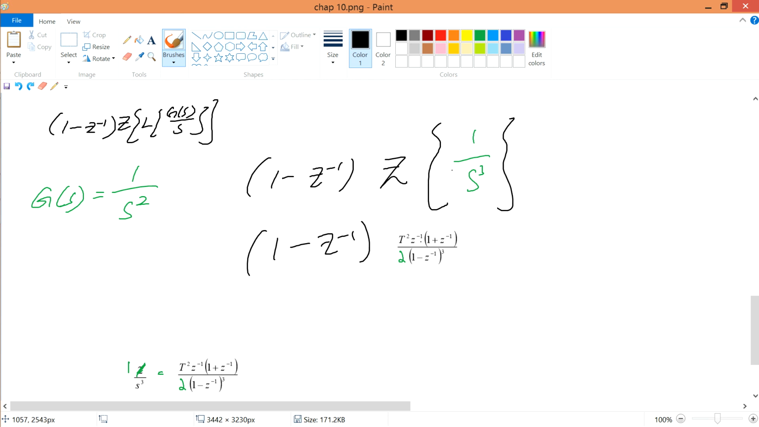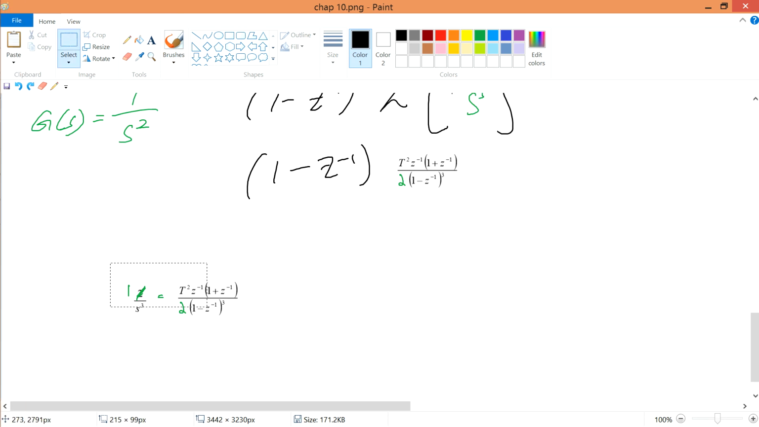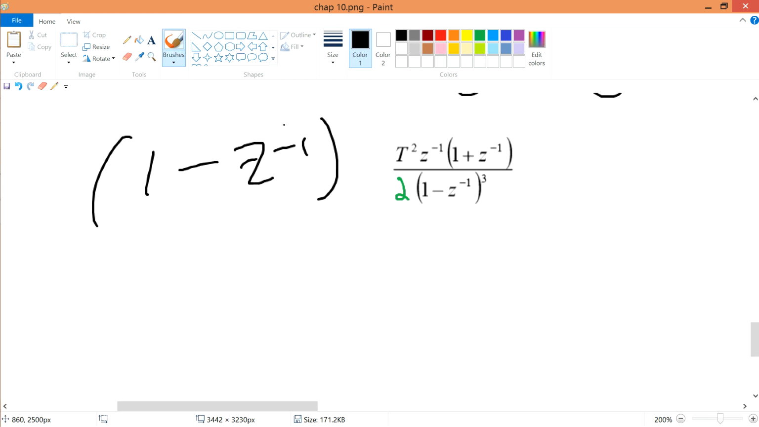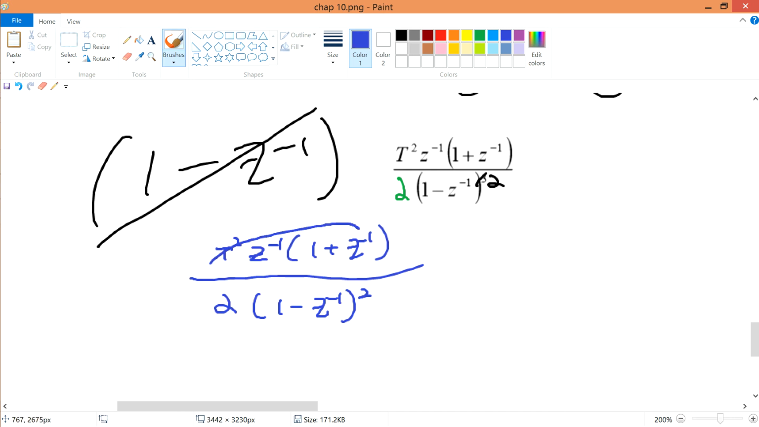Let us see what we can do to make it simpler. Over here, this is 1 minus z to the minus 1. This is 1 minus z to the minus 1 also. Therefore I can cancel this with this. This one becomes squared. This is cubed, if you cannot see. So this is squared now, because I cancelled away. So what I would have is this thing.